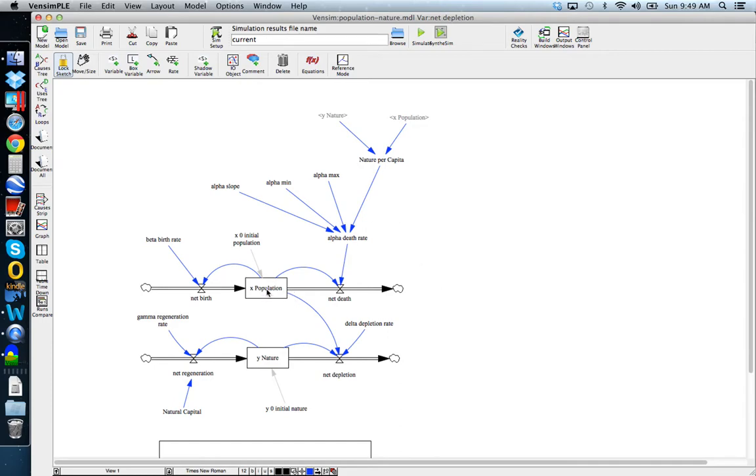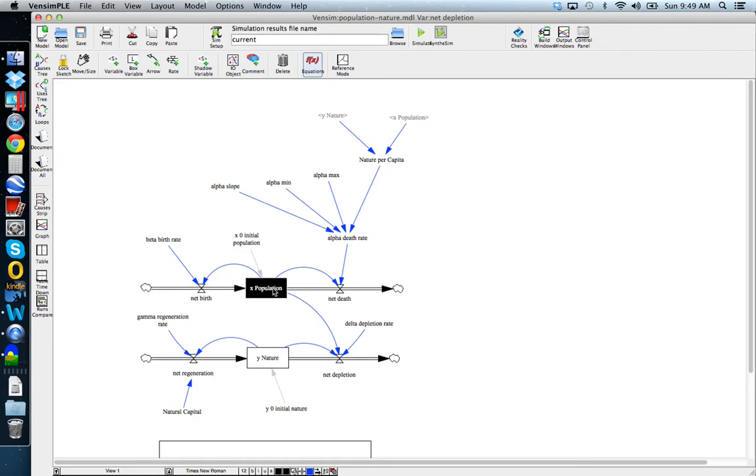This model has two stocks, population and nature. Okay, and population is driven by births and deaths. Nature is able to regenerate, so there's a natural process by which nature gets replenished, and that has an upper bound in natural capital, and the availability of nature will essentially drive the death of population, and population will consume nature. So that's a two-way feedback. Okay, and let me walk you through the equations, through the math, or through the modeling equations.